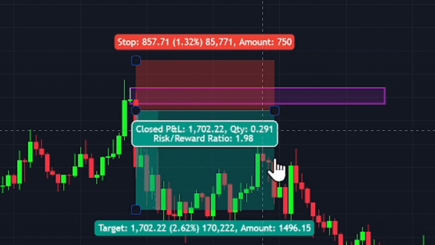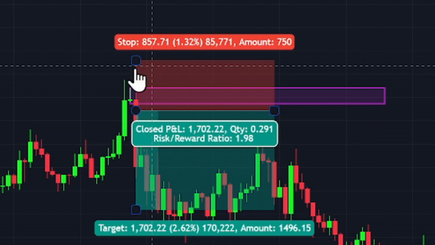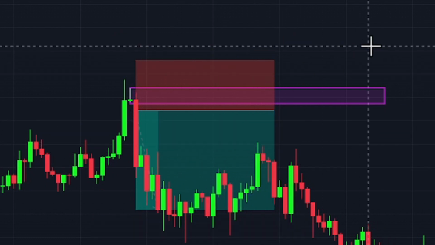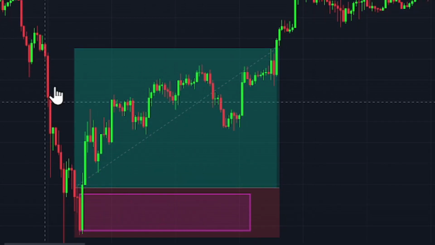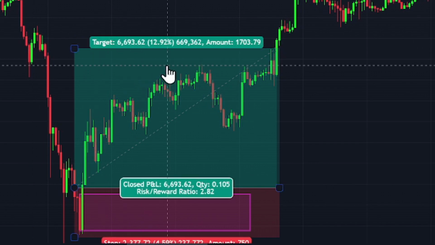Don't forget your stop loss. Place it slightly outside the zone to protect yourself from fake breakouts. For take profit, if you're buying from a demand zone, aim for the next supply zone and vice versa. It's that simple, but you must follow the rules.